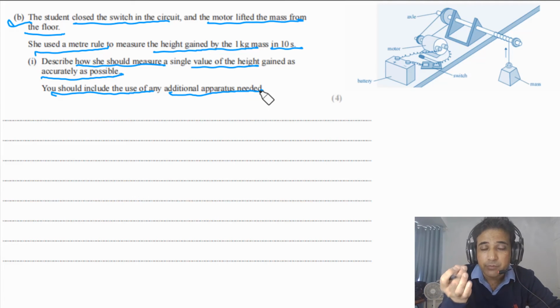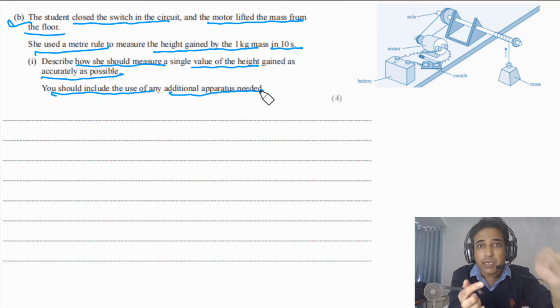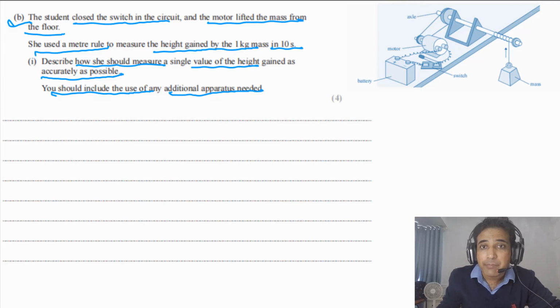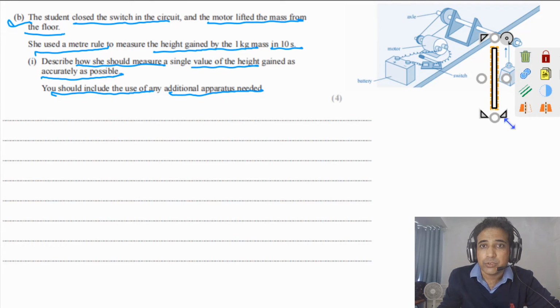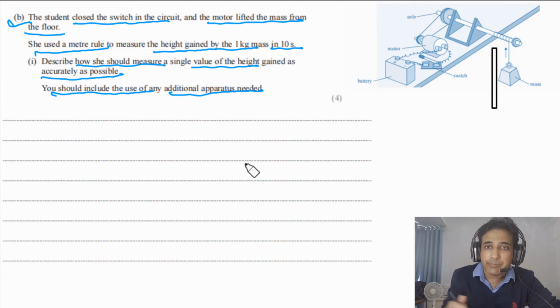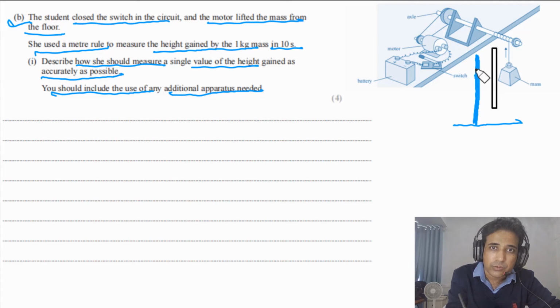In order to find height, we have to use a meter rule. Now we cannot hold the meter rule like this, so it's better we clamp the meter rule. So simply, first of all, we can clamp the meter rule next to this mass. This is our meter rule. We need to clamp this one, so we will be using a retort stand. This is the rod of the retort stand, and here we have the clamp, so we can use the clamp here to hold this meter rule.